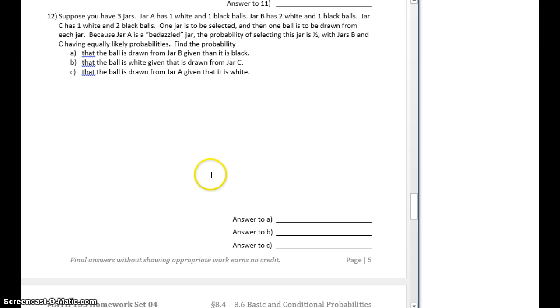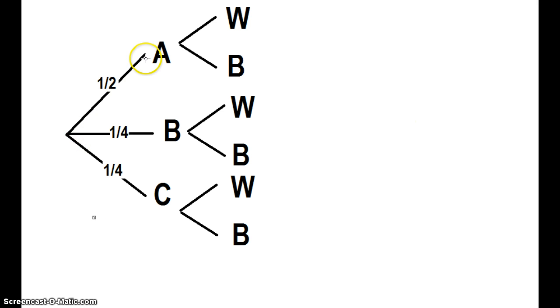So now let's fill in the probabilities, starting with choosing a jar. Jar A is bedazzled, so it's got a probability of 1/2. People are more likely to pick it. And jars B and C are then equally likely to be picked. So A has a 1/2 chance, and then the remaining 1/2 is split in between B and C evenly. So they'd be a 1/4 chance apiece.